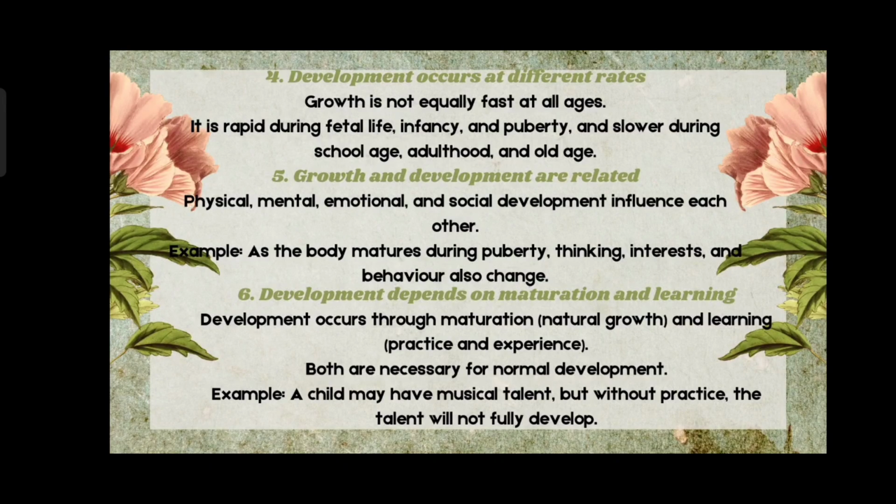Then the sixth one is development depends on maturation and learning. Development occurs through maturation and learning. Maturation means natural growth, and learning means practice and experience. Through these two processes, development occurs. Both are necessary for the normal development of a child. For example, a child may have musical talent, but without practice or proper experience, the talent will not fully develop. That's why they say that maturation and learning depend on each other.